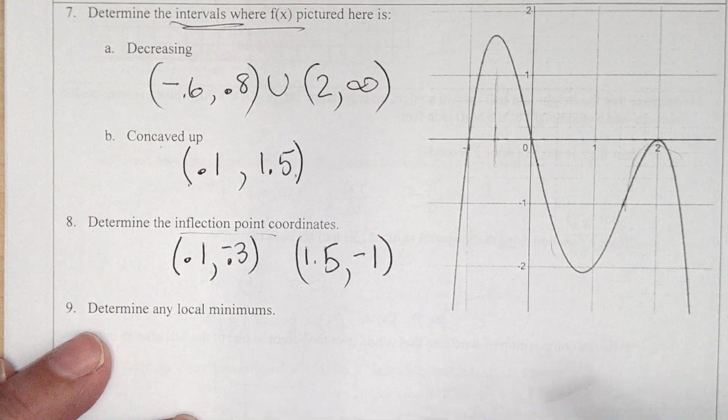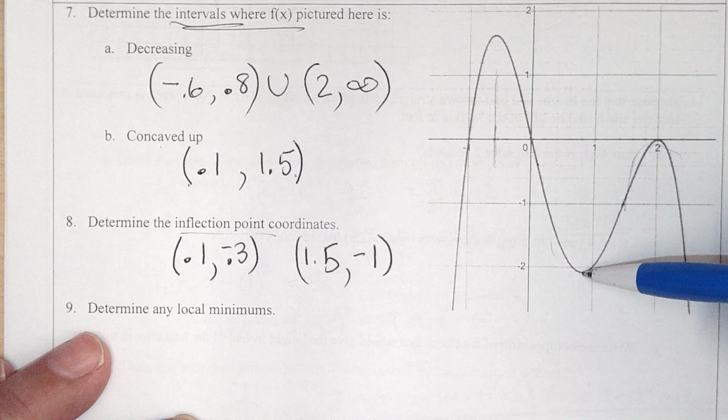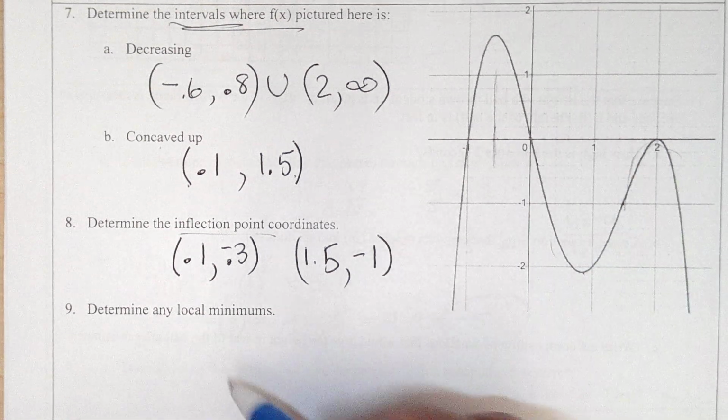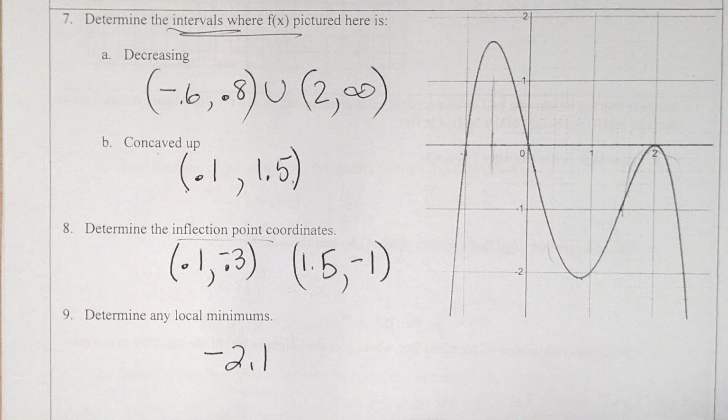Determine any local minimums. Well, the lowest place, there's one right there. It looks like it's about -2.1, something like that. That's that one.